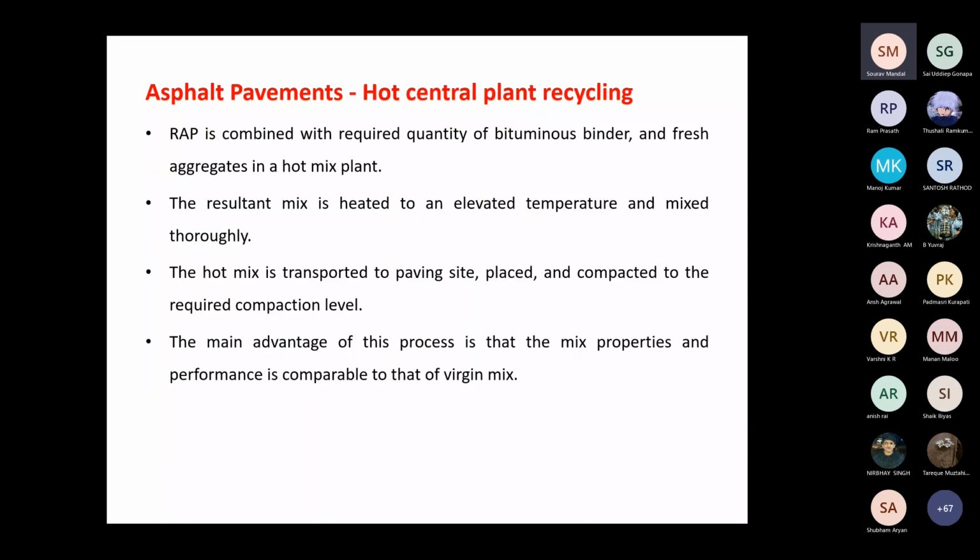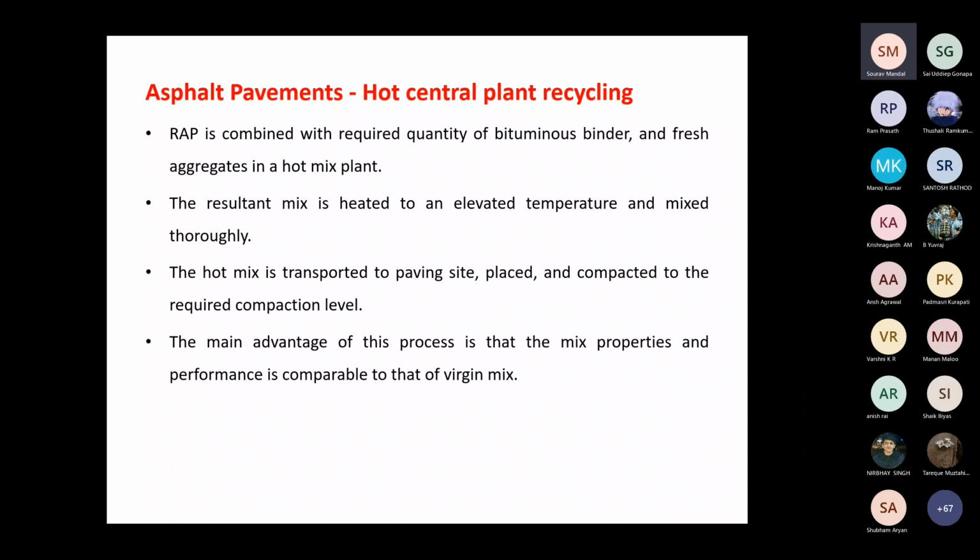This is hot central plant recycling, meaning the RAP is combined with the required quantity of bituminous binder and fresh aggregate in a hot mix plant. Whatever the material, you take it and transport it to a central plant. There you check the gradation, everything. Then again you have to bring it back to the original site. The resultant mix is heated to an elevated temperature, this is hot, that's why, and mixed thoroughly. The hot mix is transported to the paving site, placed and compacted to the required compaction level.